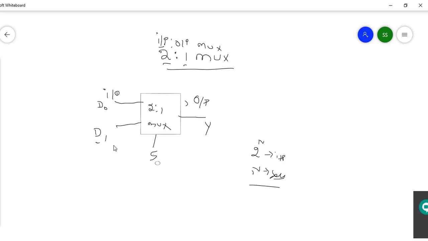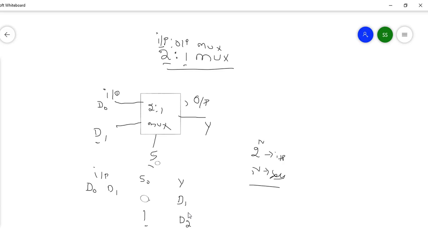Now, what does the truth table look like? It has 2 inputs, D0 and D1. These are inputs, and I have the select line S0, and the output is Y. Now, what is the D0, D1 possibility? D0, D1 means we have to select which one we want. S0 is the switching operation, so S0 has two possibilities, either 0 or 1. When S0 is 0, I select D0 in Y. If S0 is 1, I select D1.